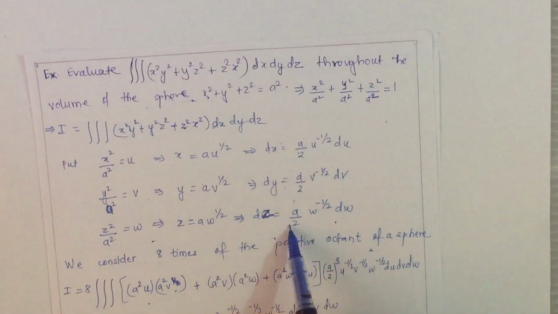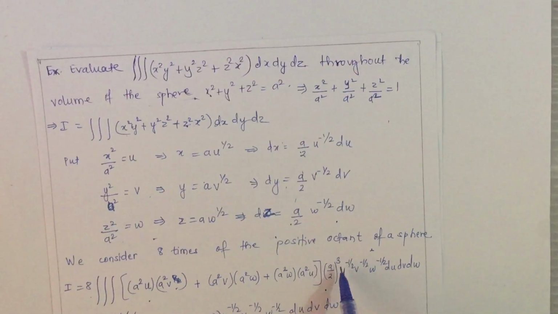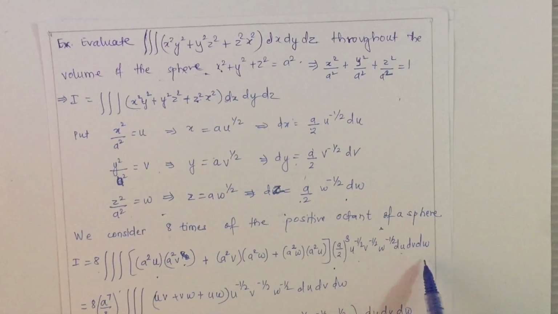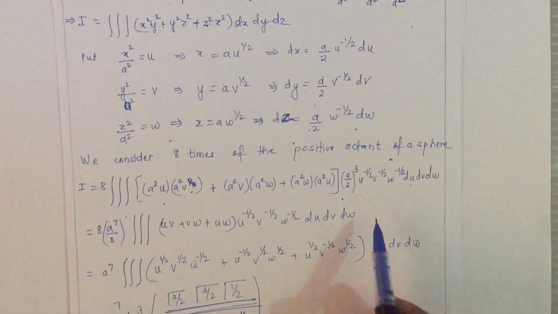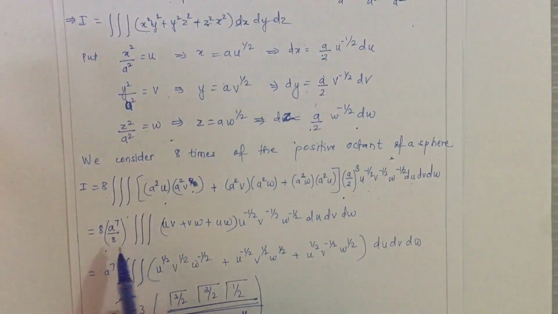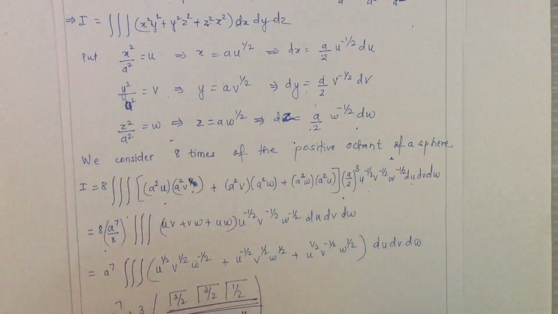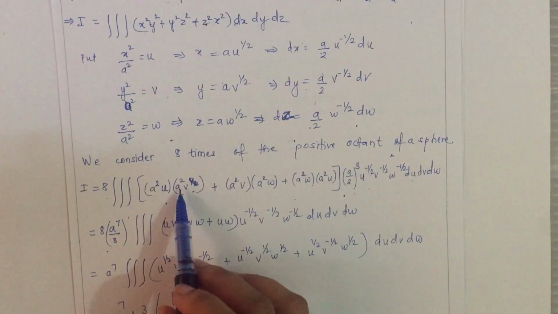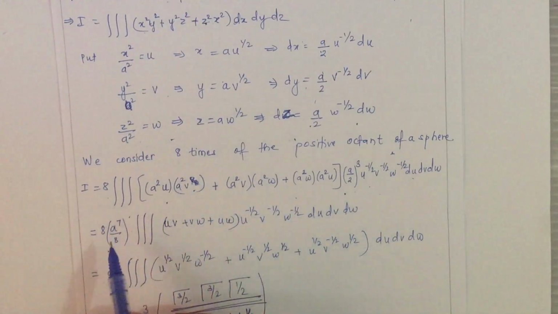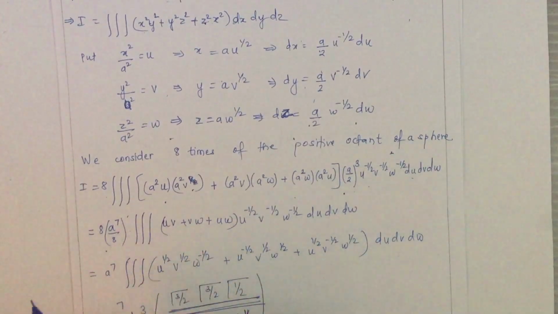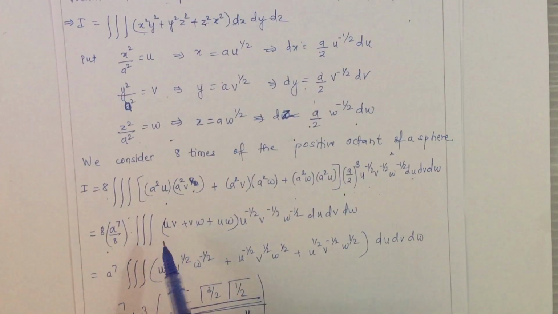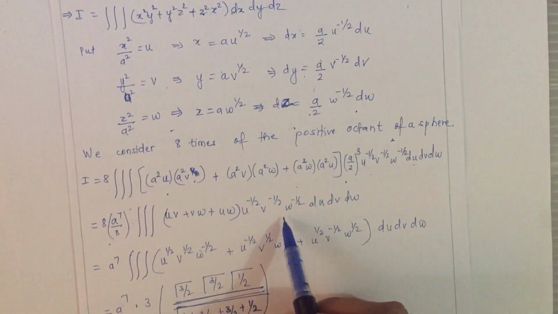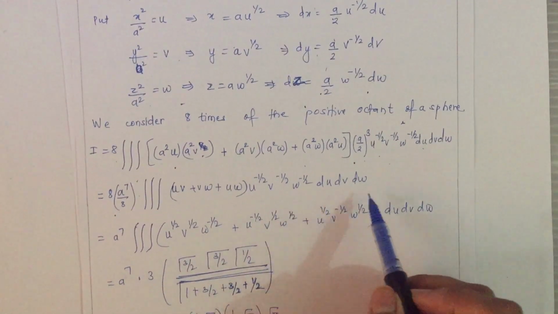If you observe, a by 2 is common, so I can write it as a by 2 whole cube, u to the power minus half, v to the power minus half, w to the power minus half, du, dv, dw. a cube upon 8, take it outside. Also from here I can take a square common, so totally a raised to 7 comes out of the integration. What remains is uv plus vw plus uw into u to the power minus half, v to the power minus half, w to the power minus half, du, dv, dw.